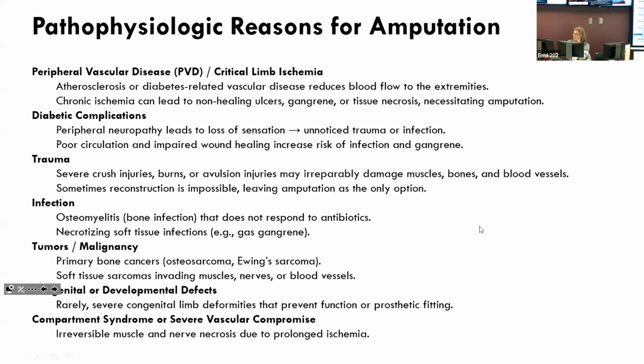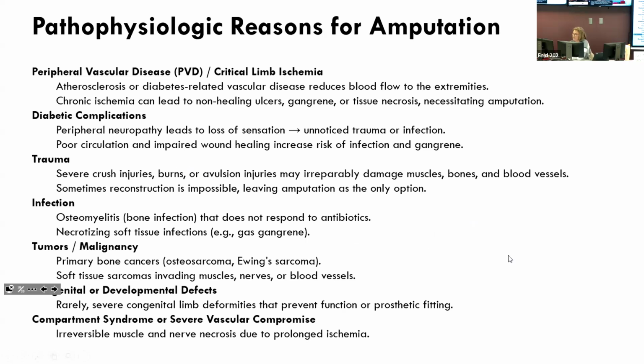Tumors. So bone tumors, like you would see in malignancy, an osteosarcoma or Ewing sarcoma are the most common reasons. And you can see those in children. A lot of times, like if a kid's missing a limb, other than trauma, it can be because of osteosarcoma. Let's see.